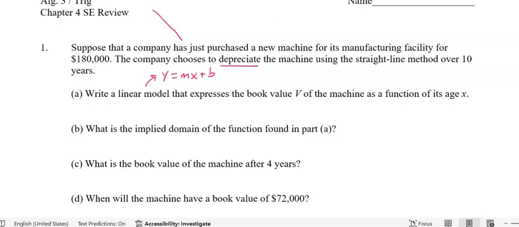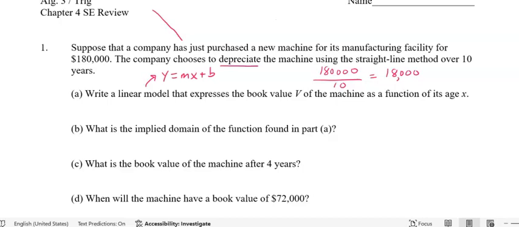So what we have to do is find out how much it is decreasing per year, and that's what this straight line method is referring to. So you basically just take the total cost and divide it by the number of years that it's going to be depreciated, and that will be how much it depreciates per year. And the amount of depreciation is what we're going to put in for slope, but again, it's going to have to be a negative number, because this should show a decrease in value over time.